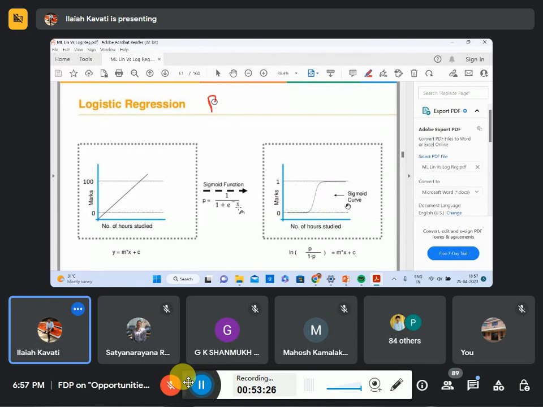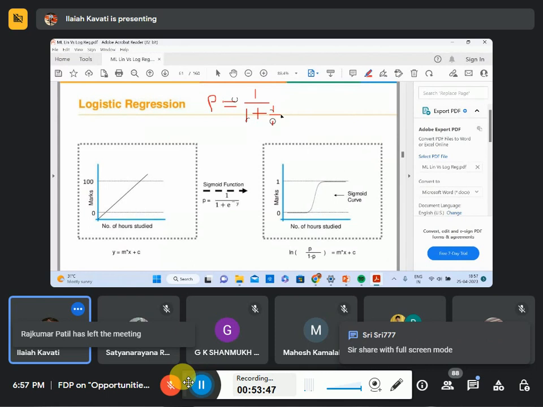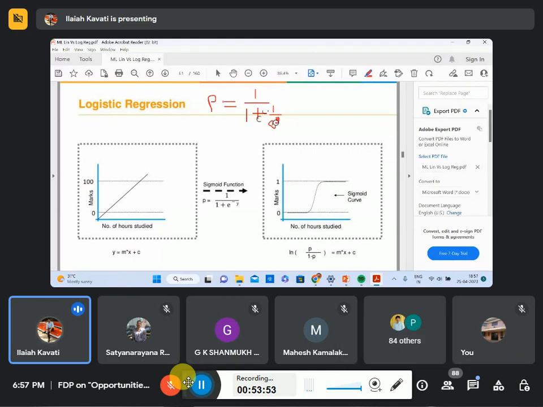So P equal to probability equal to 1 by 1 plus 1 by e to the power of y. I'm writing like this, e to the power of minus y.